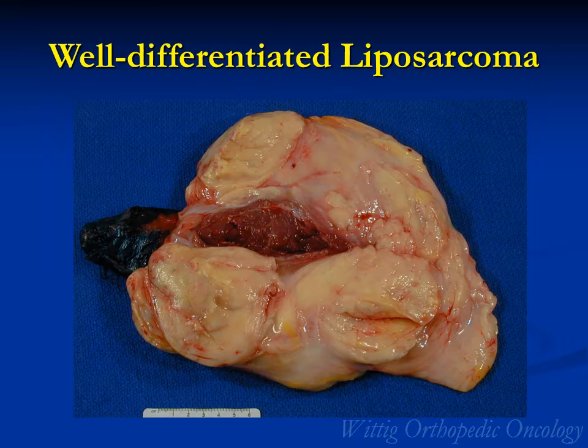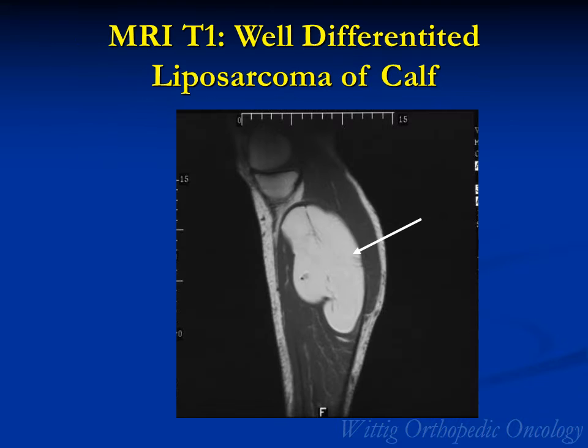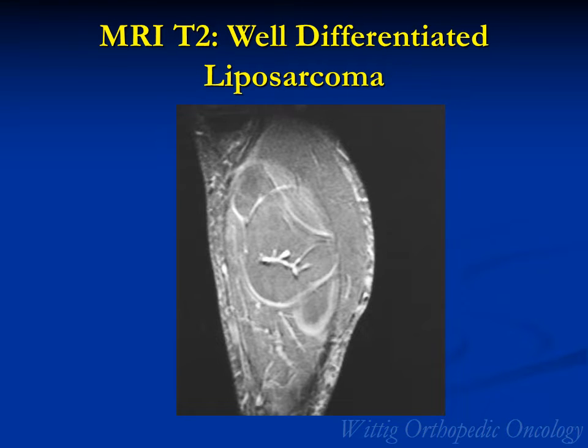This is the gross pathology. You see some muscle was taken out with this tumor. Very large mass, nodular, looks fatty in nature. This is a well-differentiated liposarcoma of the calf without much stranding within it. Again, the majority of the mass suppresses on the T2 weighted image, indicative of fat.